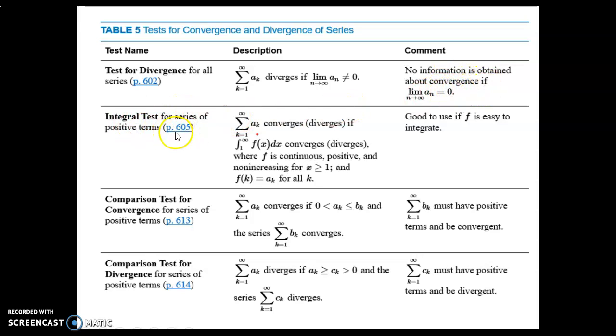So for the integral test, we have a series with positive terms. The first thing, it has to have positive terms, it has to be continuous, and it has to be non-increasing. Then we use the integral test. But also, as you know, when we are using the integral test, the integration must be easy.